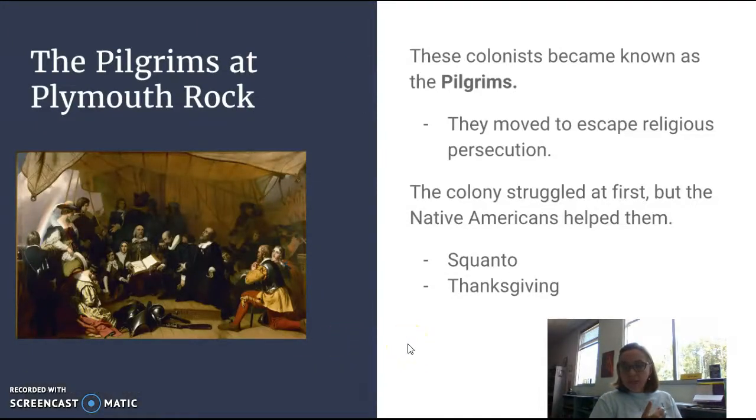These colonists at Plymouth became known as the Pilgrims. We know that. We've heard that before. And they were known as Pilgrims because they moved to escape religious persecution. We're going to talk about the meaning of this word pilgrim during this week, okay? The colony struggled at first, but the Native Americans helped them. Think about Squanto and the story of Thanksgiving.